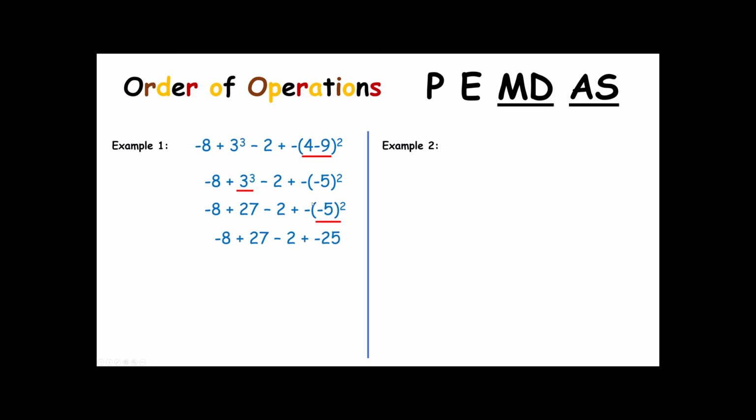But remember, order of operations says that we need to do the exponent portion first, which means I need to take care of that negative 5 squared before I deal with this negative sign out here. Negative 5 squared is 25. Then I stick the negative sign on and get the negative 25.